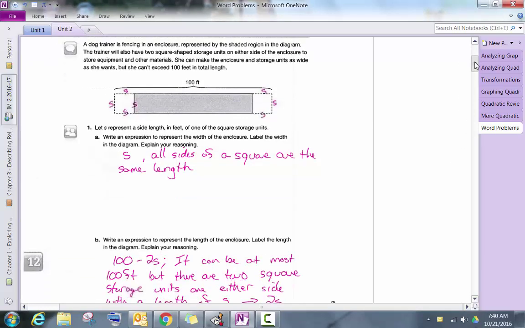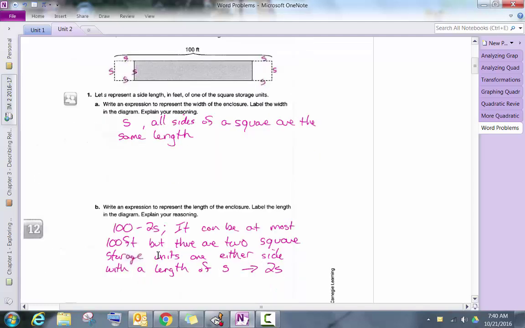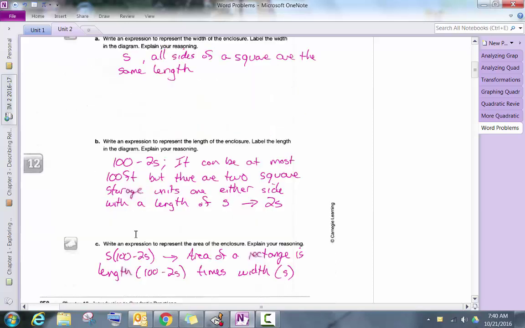Then write an expression to represent the length of the enclosure, so the length this way. Well, it's 100 minus S over here and S over here, because we have it on both sides, so 100 minus 2S. It can be at most 100 feet, but there are two square storage units on either side with the length of S, so 2S, so that's why it's 100 minus 2S.